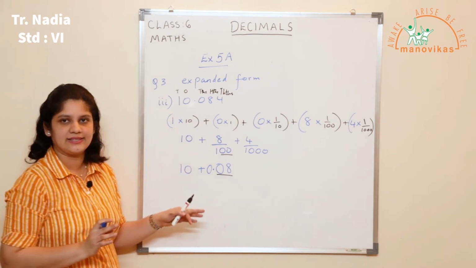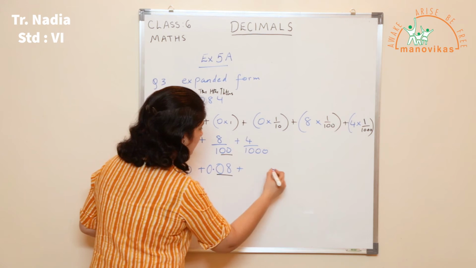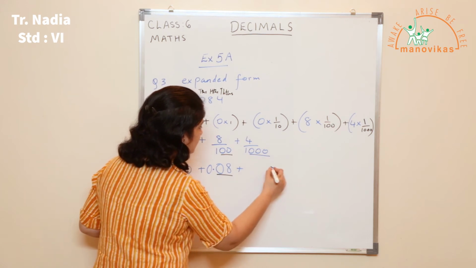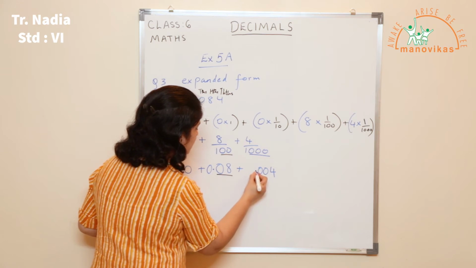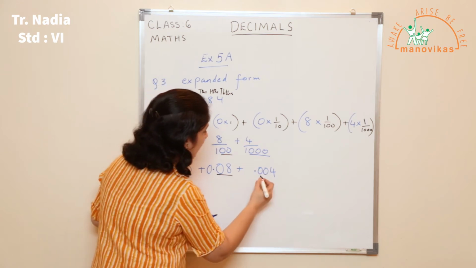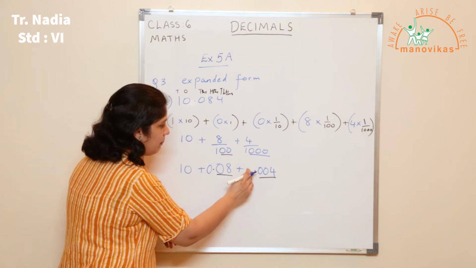You don't begin with a decimal point. If there is no number, put a 0. And 4 upon 1000, you need to have 3 decimal places. So write 4, create 2 more decimal places by putting 0. Backwards, you get your 3 decimal places. Don't begin with a decimal.